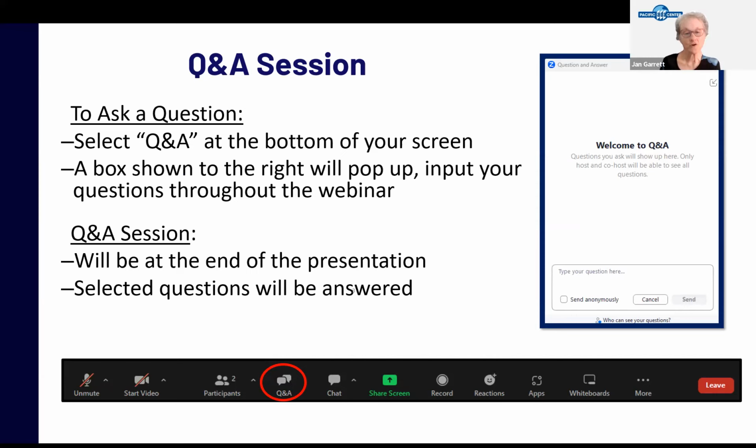So to ask a question in the Q&A, select Q&A at the bottom of your screen. That should be an option for you in the Zoom menu. And then a box that's shown to the right on this slide should pop up. And you can input your questions in that box where it says type your question here. Our Q&A session, as April mentioned, will be at the end of the presentation, but you can go ahead and put the questions in as they come to your mind, and then we will be taking them at the end of the session.